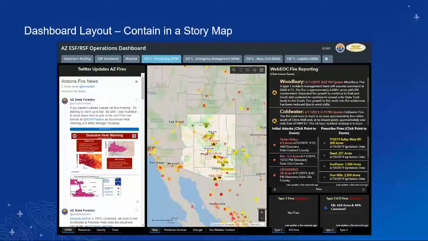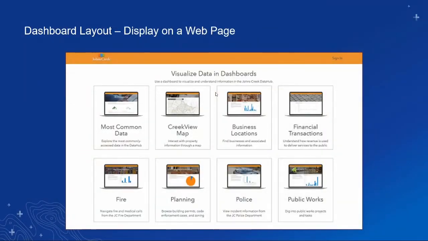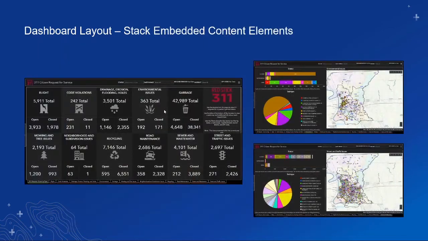But what if my user only wants to go to one URL? Well, there's a couple options for that as well. So one, you can contain your different dashboards in a story map. So each tab can be a different dashboard. You can have your dashboard be displayed on a web page. So each one of these links out to a different dashboard. Or super advanced, you can actually put your dashboards as embedded content elements, and you can have dashboards inside of dashboards, each representing a different tab. So there are plenty of options for you. You just need to know your end user's requirements and what you think they can handle.